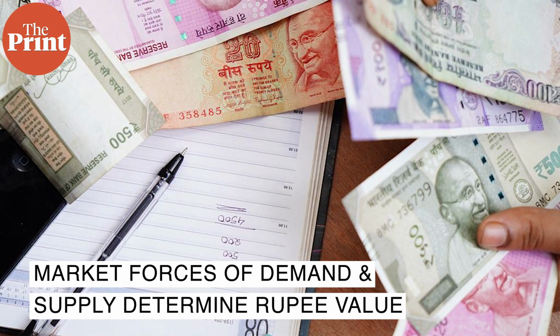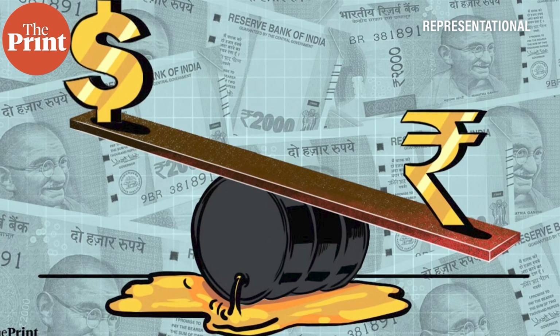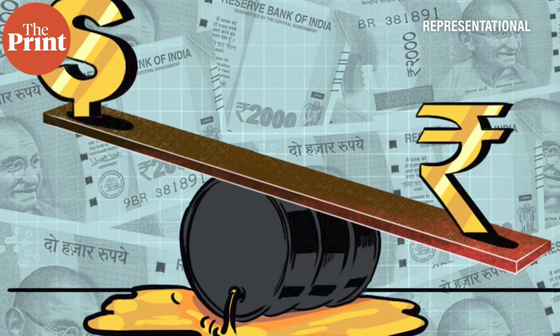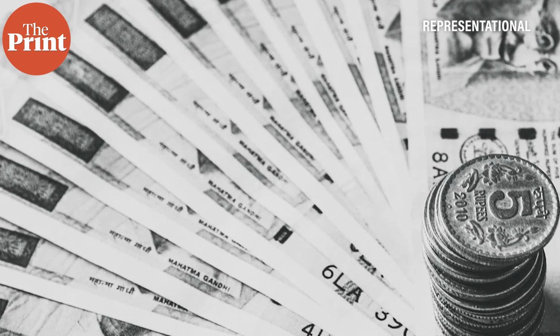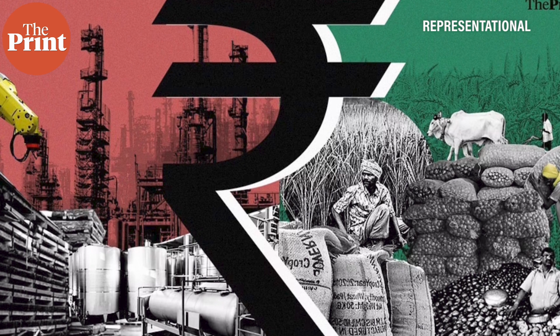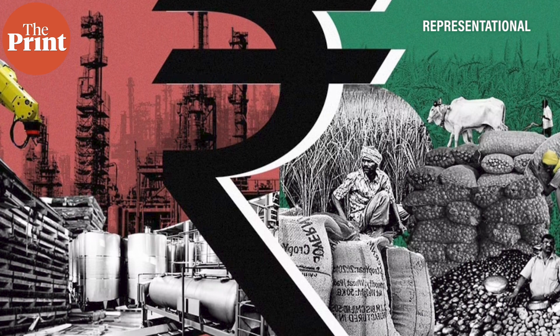When the demand for dollars increases, the value of the rupee depreciates, which consequently lowers the purchasing power of the rupee. So let's say for an oil importer, when the value of the rupee depreciates, he would be shelling out more rupees for the same amount of dollars, thereby denting the value of the rupee. But what are the factors that determine the value of the domestic currency?